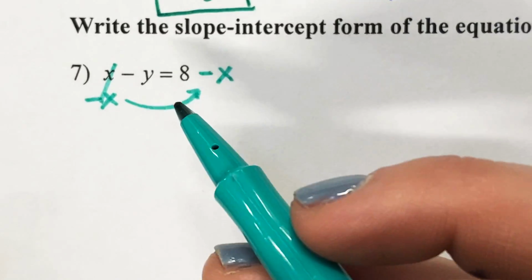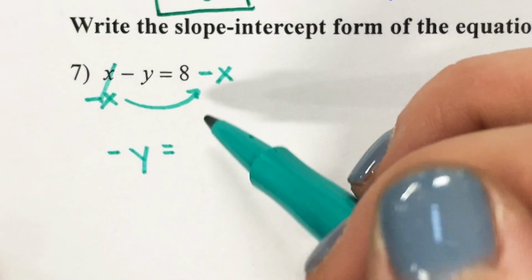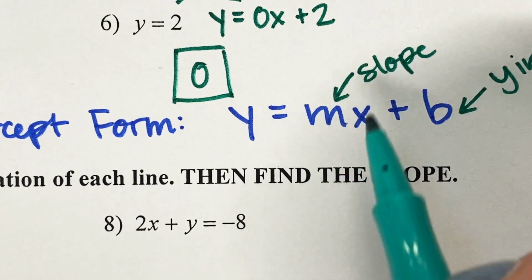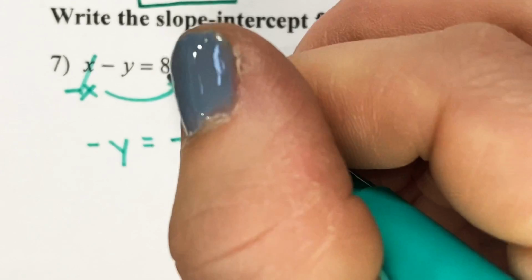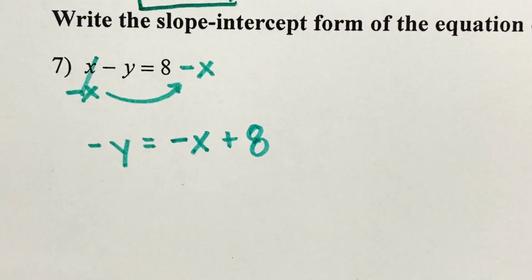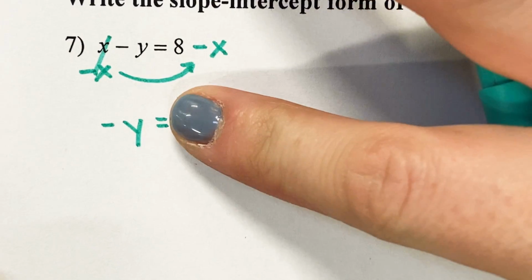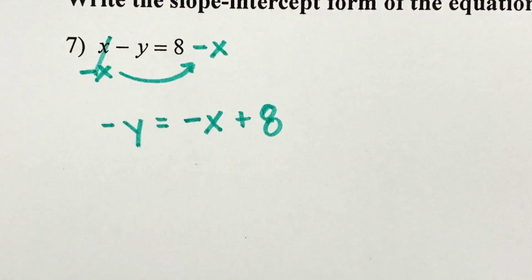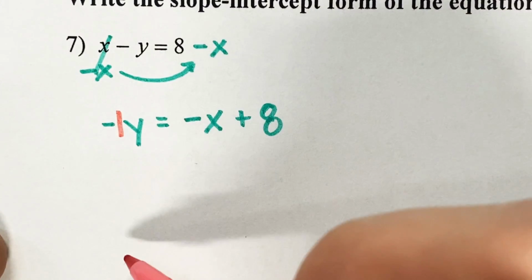Okay, so now we're going to rewrite it. We still have negative y equals, and when we rewrite it, we always want the term with the x to come first, right? So my term with the x is negative x, and there was a positive 8 that was already over there. Okay, so there's still one thing on the same side as my y. It's this negative sign. Okay, so what this is really saying is negative 1 times y.